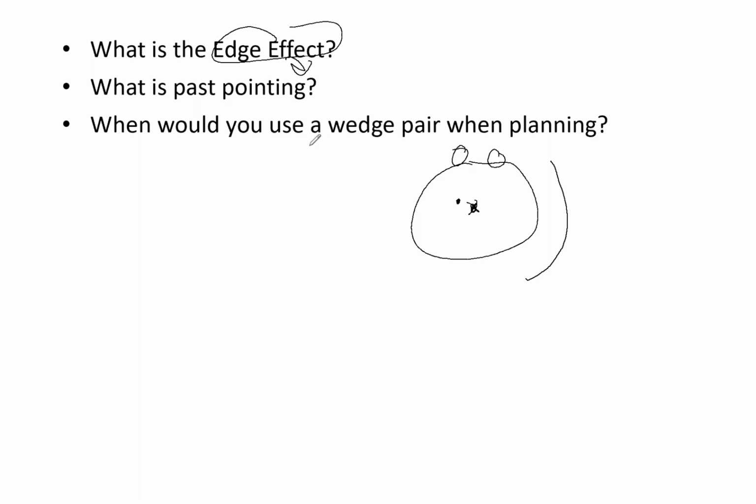And then finally, when would you use a wedge pair when planning? It's important to know, and we'll see how my drawing is here, that when you use a wedge pair, it would look similar to this, where you would have the two 90-degree angles close to each other. When you use this, it's going to give you a very favorable dose distribution. If I'm drawing the 100% ISO line now, it's going to look kind of like, of course this isn't to scale and it's a rough drawing, but you get this diamond shape.